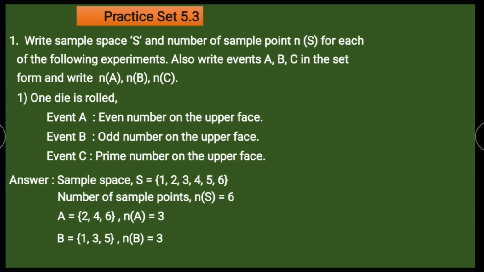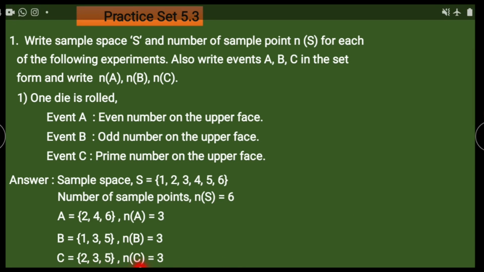So we write here B, because event B is odd number on the upper face. The odd numbers from the sample space are 1, 3, 5. So B equals {1, 3, 5}. The total number of elements in B is 3. So n of B equals 3. Event C is prime number on the upper face, and we know that prime numbers start from 2. So 2, 3, 5 are the prime numbers. So C equals {2, 3, 5}. So n of C equals 3.